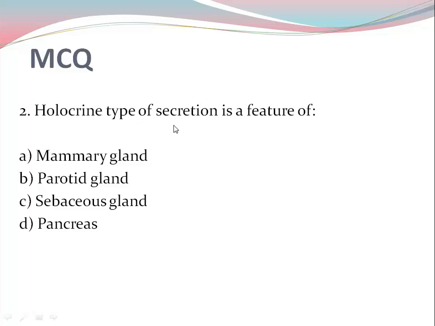Now, would you see that holocrine type secretion in the parotid gland? No, in the parotid gland we have all serous secreting glands, and serous secretion is not holocrine type. It is through exocytosis, merocrine secretion. Then the sebaceous gland. In the case of the sebaceous gland also it is not holocrine secretion. In the case of pancreas again it is not a holocrine secretion. So the correct answer is the mammary gland here.